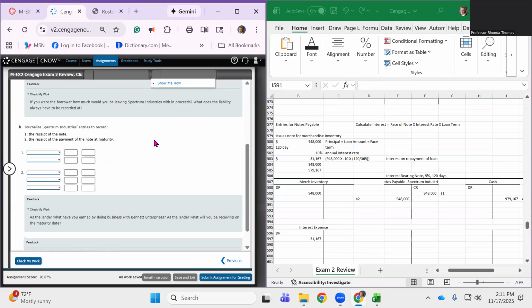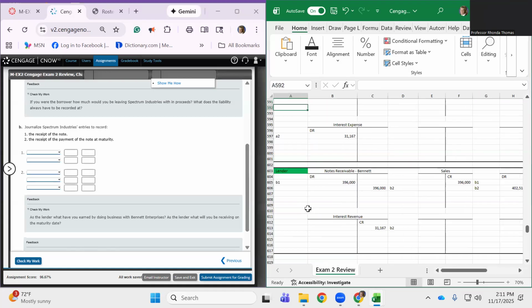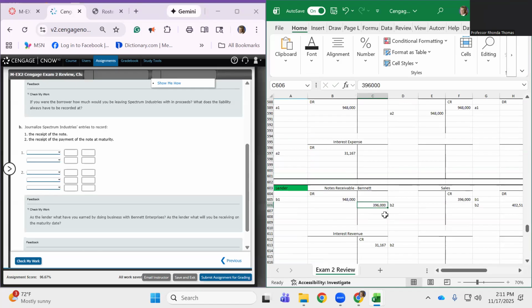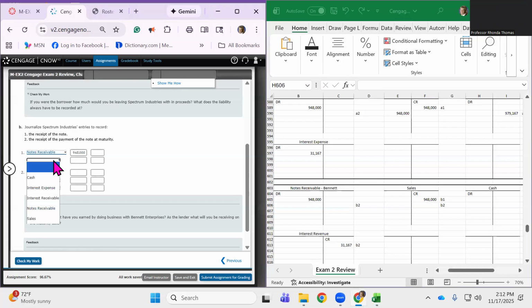Now we're going to show what it looks like from the lender's point of view. They're going to loan out 948,000, so that's to get things started. We didn't do the cost of goods sold here, so that's okay. And then the cash that's coming in. All right, so let's show the note receivable. So we put this amount in a notes receivable.